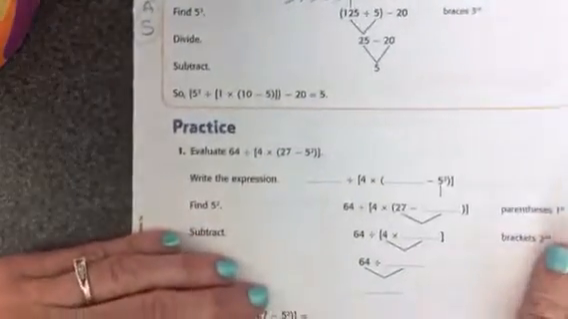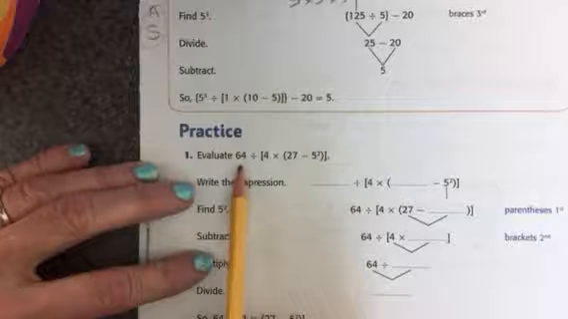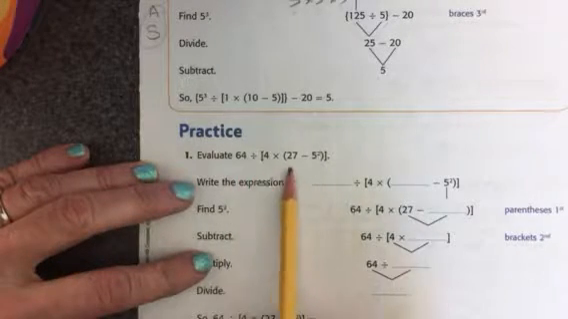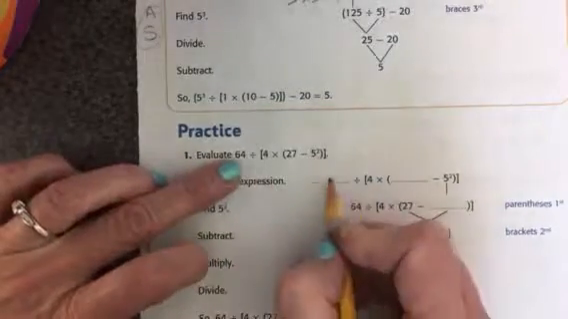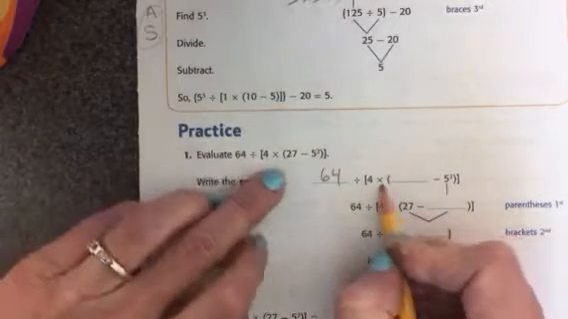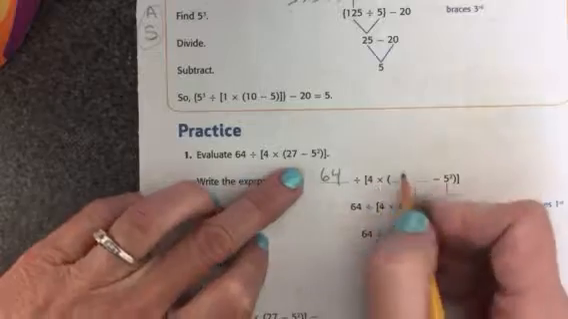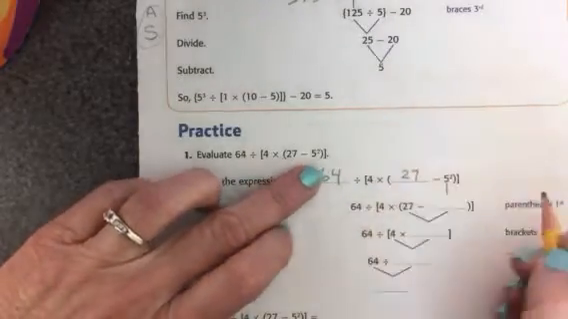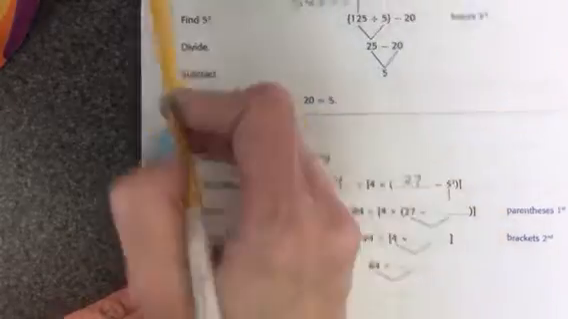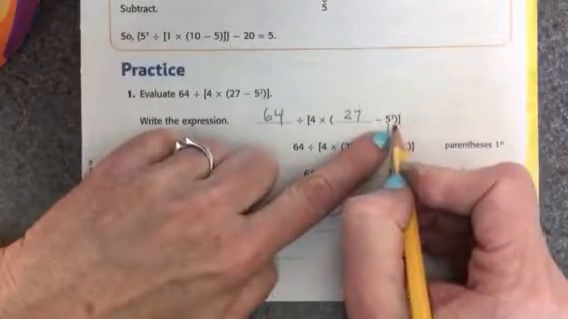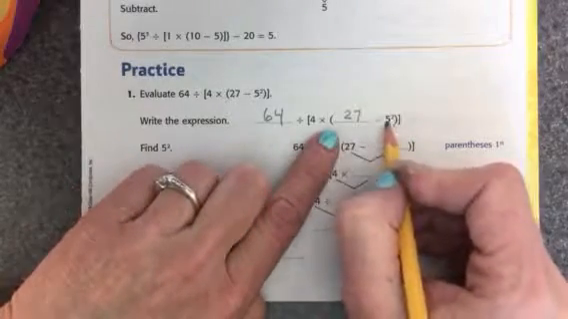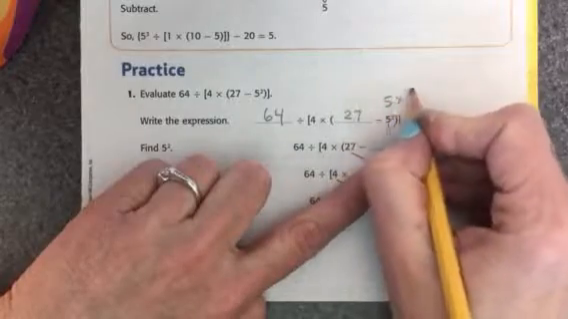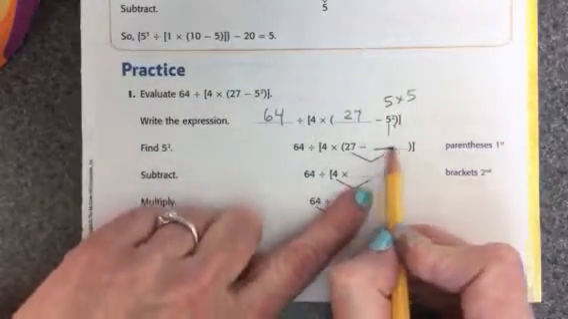All right, so let's look at this one together. My expression is 64 divided by 4 times 27 minus 5 to the second power, or 5 squared. So I'm going to write the expression. I'm going to write 64 down, and this part has already been written down for me. 4 times, I need to write 27 minus 5 to the second power. When I have brackets and braces and parentheses, that's what goes first. So I'm going to start here in the middle. The one that's in the middle is the parentheses. That one's first. So I have 27 minus 5 to the second.